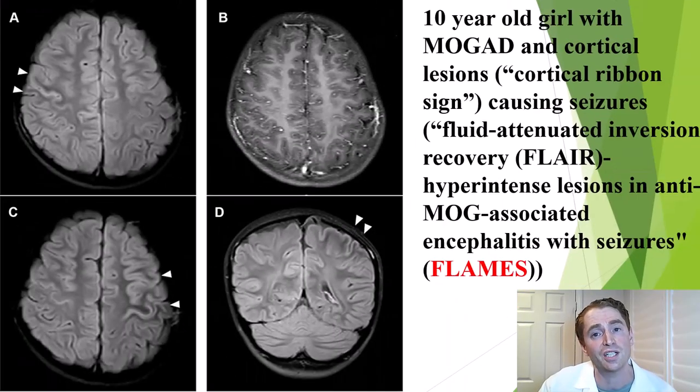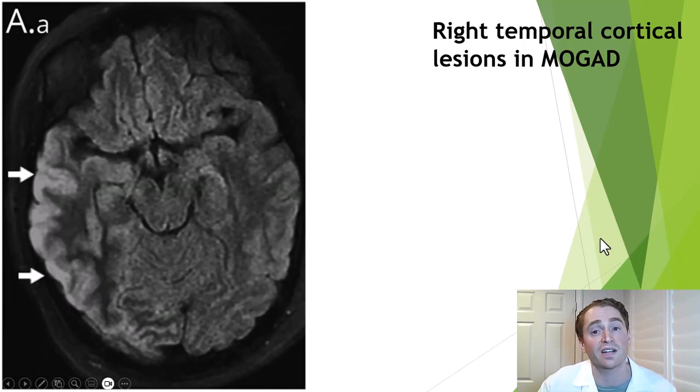These are MRI images of a 10-year-old girl with MOGAD causing seizures. And you see these unusual FLAIR bright images in the cortex at the very surface of the brain, highly unusual. Some people have called this FLAMES, standing for FLAIR, which is an MRI sequence, lesions in anti-MOG associated encephalitis with seizures. And this is another example of inflammation at the very cortex in the right temporal lobe in another individual with MOGAD. Very unusual, could easily be misdiagnosed for something else.